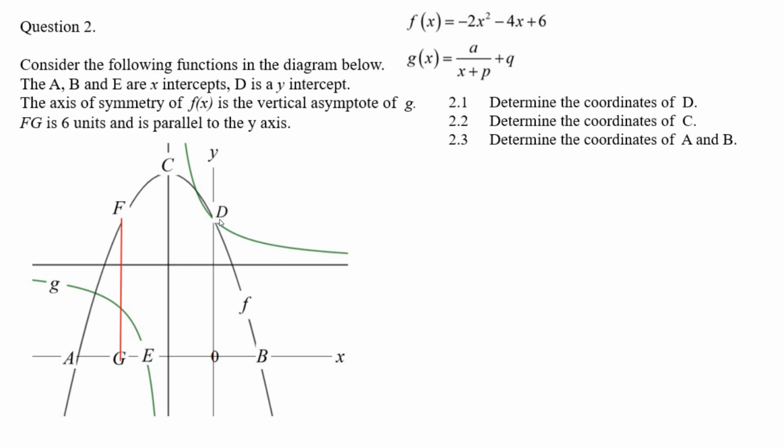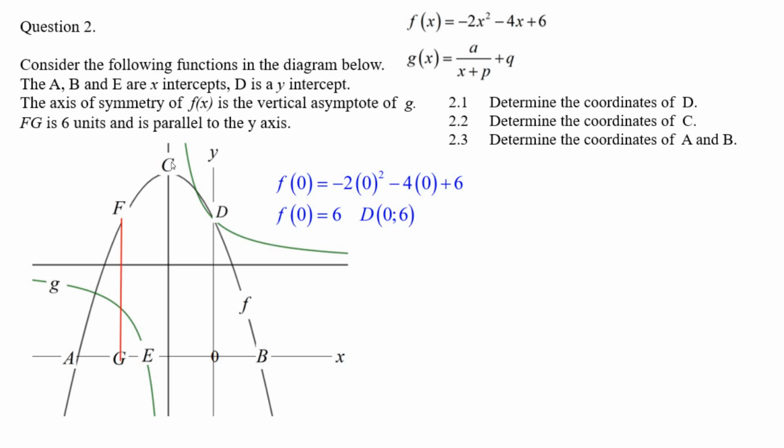Okay, let's try the coordinates of D. Well, what is D? Well, there's the y-axis, there's the x-axis, there's the origin. That's the y-intercept of the parabola. So that's the answer. Just put in 0 and you get 6. But they said coordinates, so write 0 and 6. That's all there is to it.